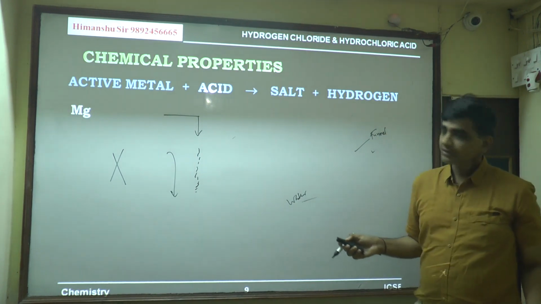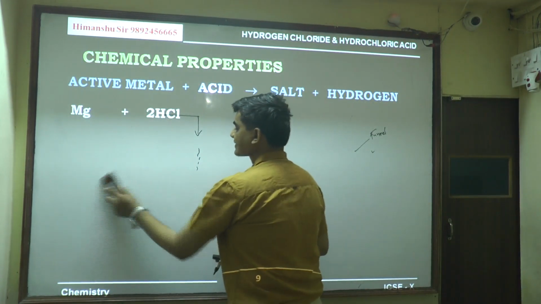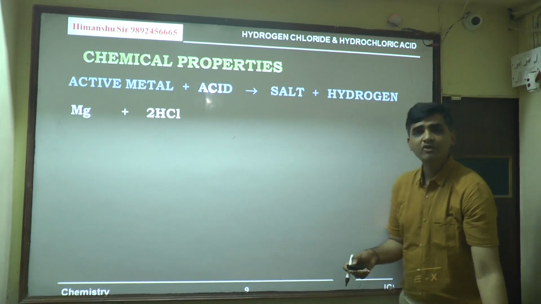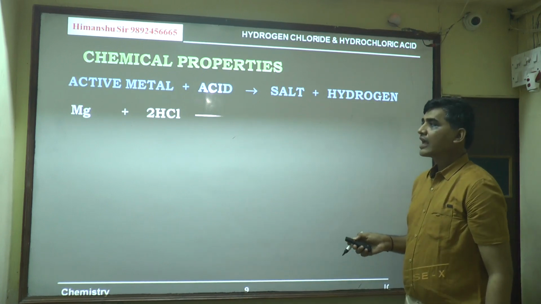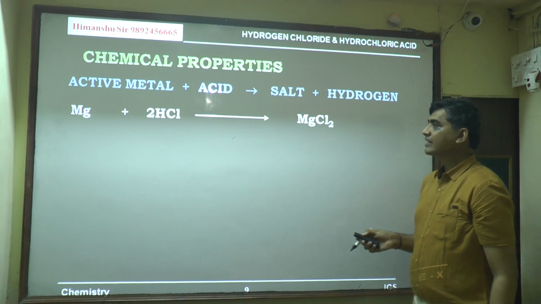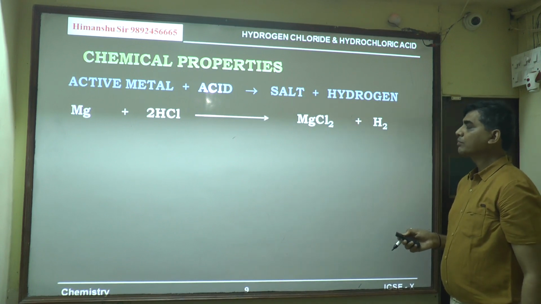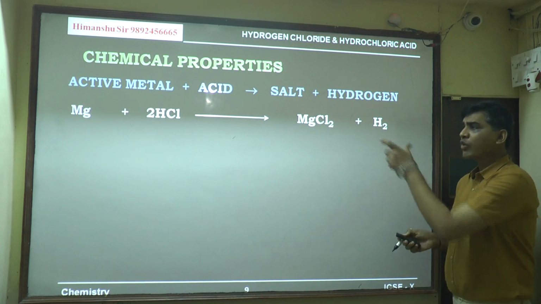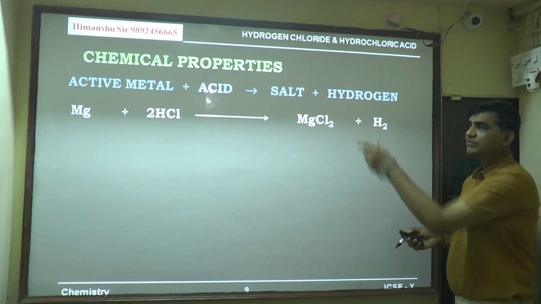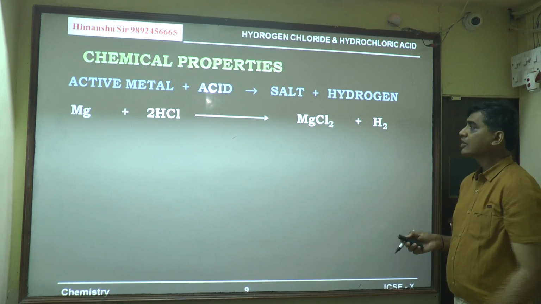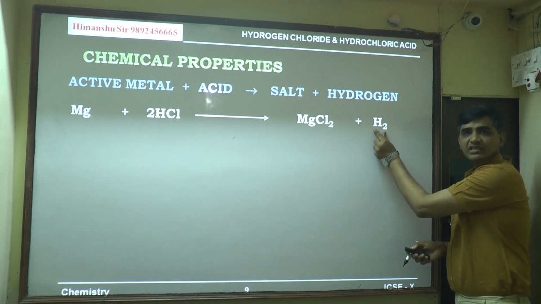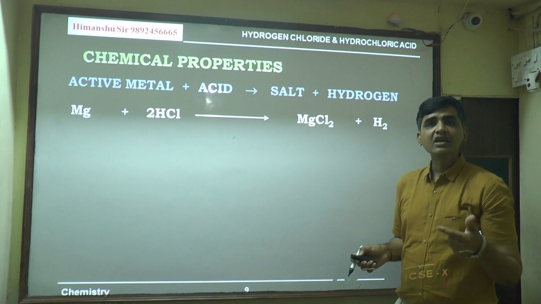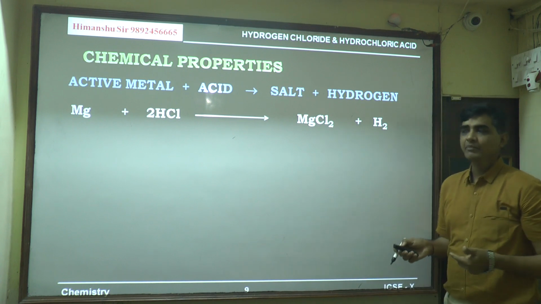Now, Mg plus hydrochloric acid. This is the basic reaction which you might have done in your chapter on hydrogen last year in the 9th standard. Mg plus hydrogen chloride combines to form MgCl2 plus H2. In many schools, they ask a very basic question: what will you observe when magnesium is treated with hydrochloric acid? You will get hydrogen gas, which is a colorless, odorless, neutral gas which burns with a pale blue flame and a pop sound.